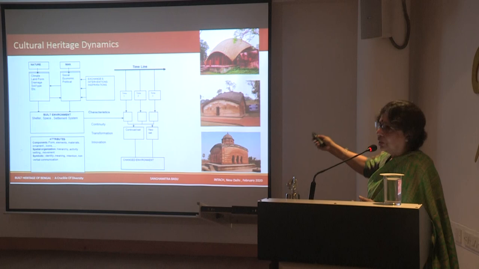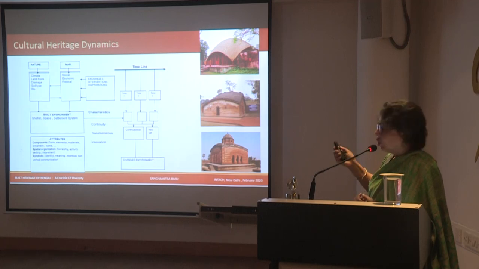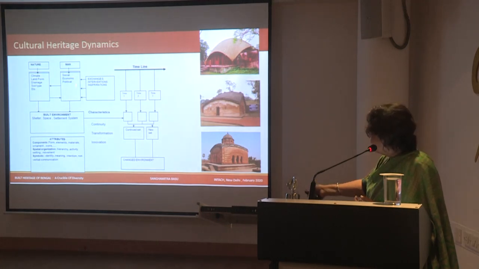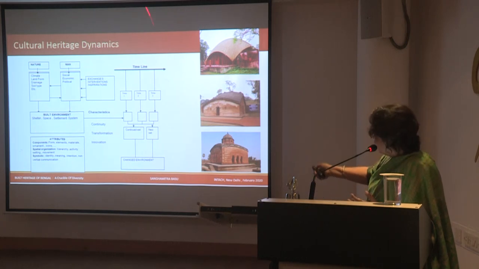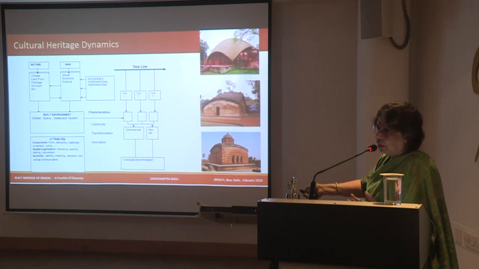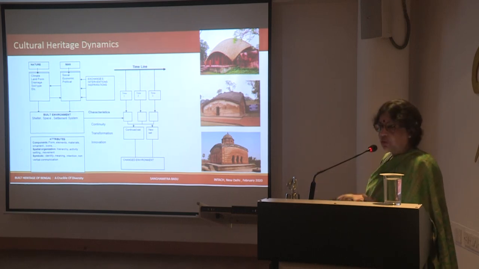So actually, this is my conjecture, that built form, whether it is the shelter, space, or settlement system, is actually an interaction between nature and man. Under natural forces and man-made forces, exchanges and interventions happen. These are reflected in the different levels of shelter, cluster, and planning, and these are the attributes where they are reflected. If you take a timeline, any of these characteristics, either political, social, or anything, changes, and that gets reflected in the built form. And this is how culture evolves, and so does the architectural style.